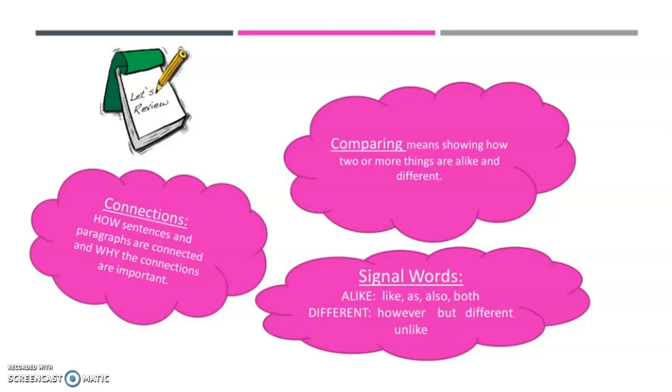So remember, boys and girls, connections are how sentences and paragraphs are connected and why the connections are important. And when we're comparing, that means showing how two or more things are alike and different. And our signal words for alike are like, as, also, and both. And our signal words for different are however, but, different, and unlike.